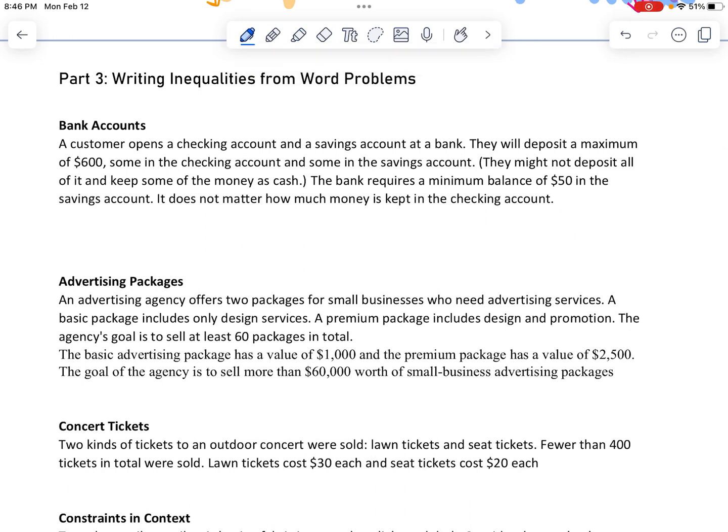Right, part 3 of our linear programming notes. We are going to be covering how we can write inequalities from a word problem. So we'll start with this first one, bank accounts.